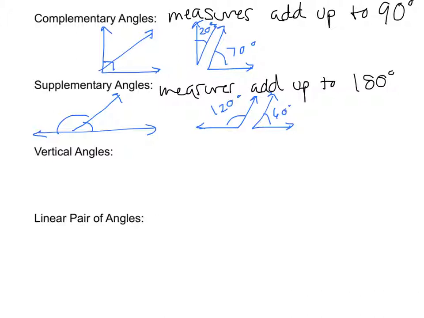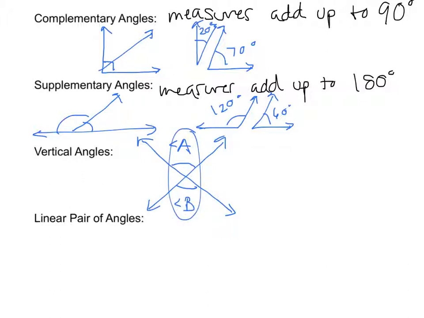Vertical angles: if we have two lines intersecting each other like this, then vertical angles are the pairs opposite each other. So say this is angle A and this is angle B, then angle A and angle B are vertical angles, while if this is angle C and this is angle D, then they're vertical here.